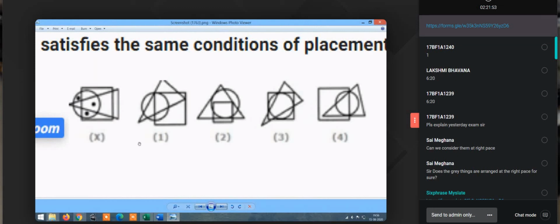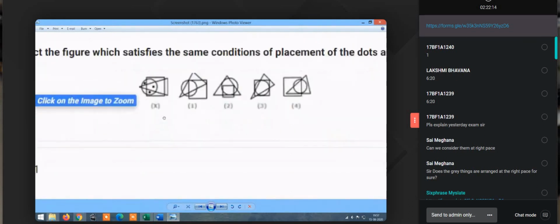So you have to make sure that areas represented by the 3 dots should be present in the option. All the three areas must be there. Then you can say this is the correct answer. So as most of you rightly said, one is the correct one, guys. Nice answer, great. Right.